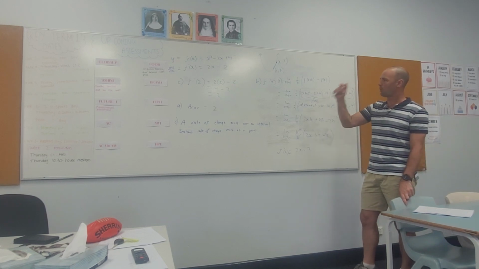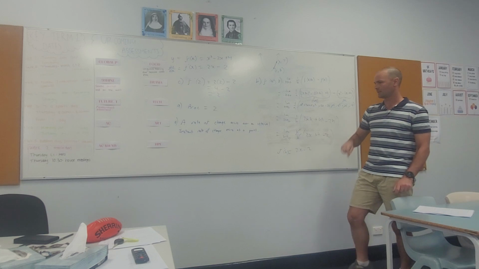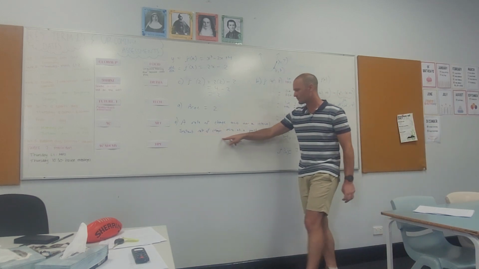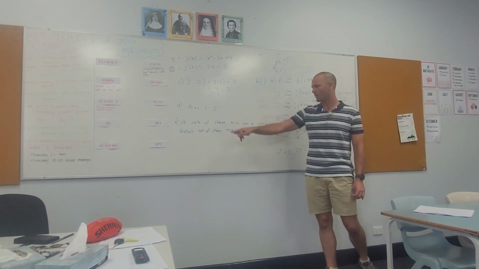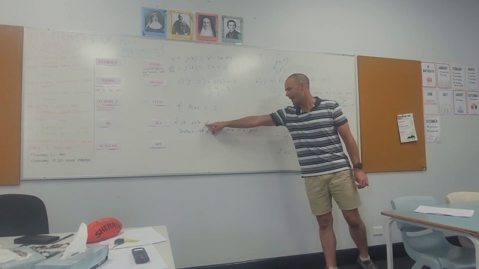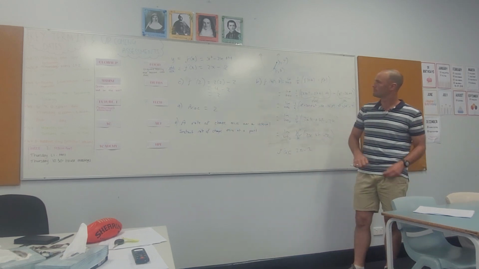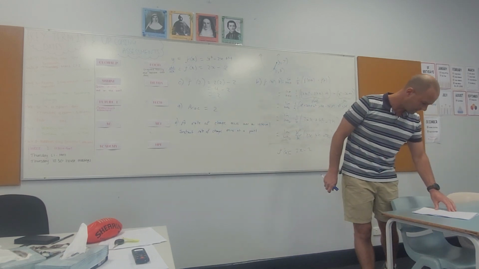Whereas at one point in time, you have a particular speed. So instantaneous rate of change occurs at a point. At one point in time, you have a particular speed. The average occurs over an interval. All right, so that's our answer to part D.